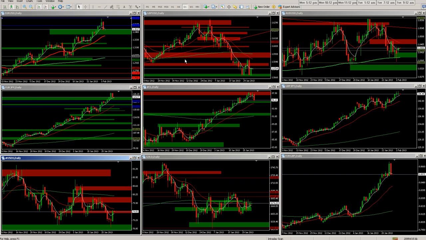Okay, guys, this is your price action forecast for February the 5th, 2013. And we had some decent action today, really coming off the highs after the NFP move up.